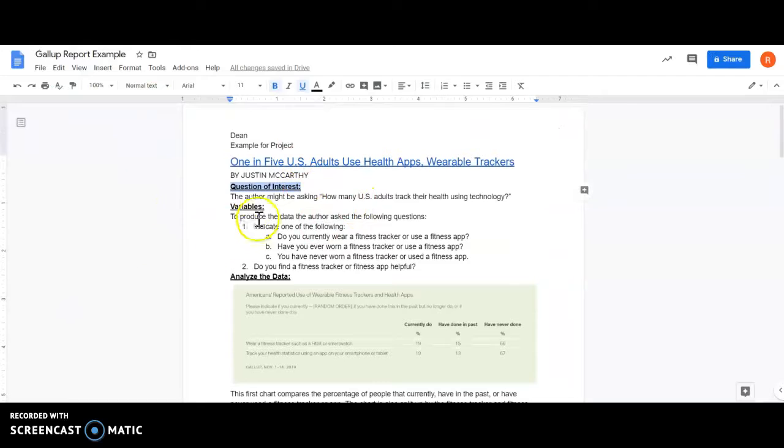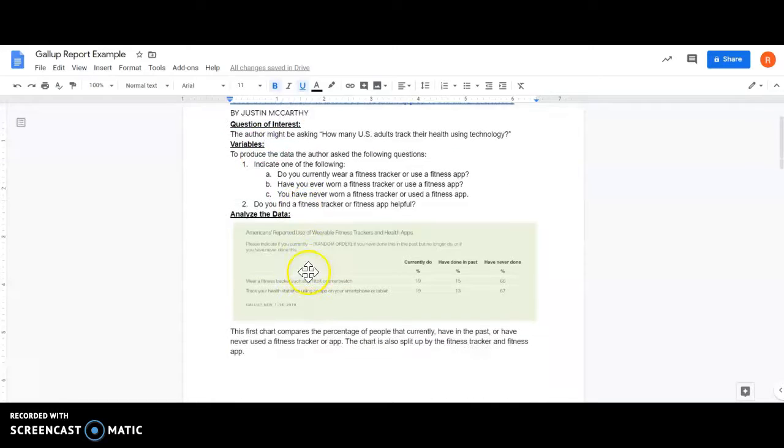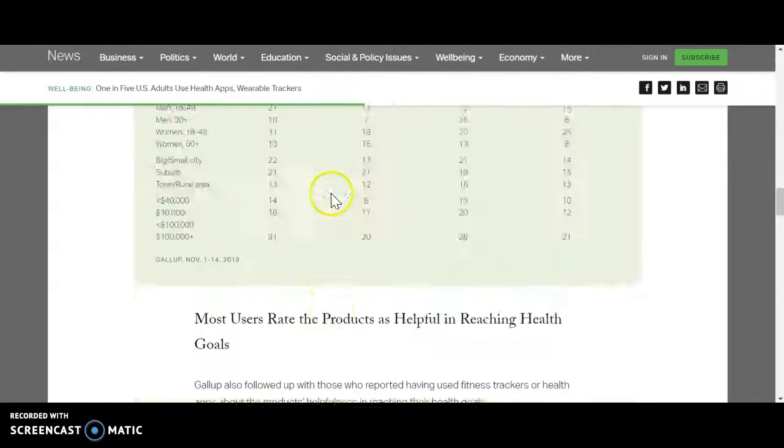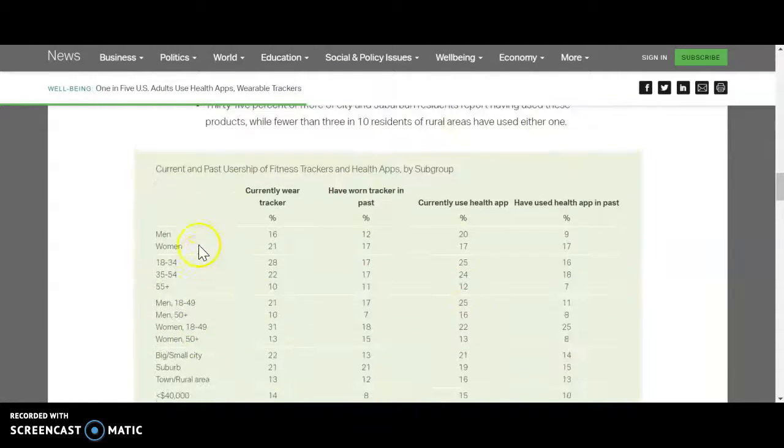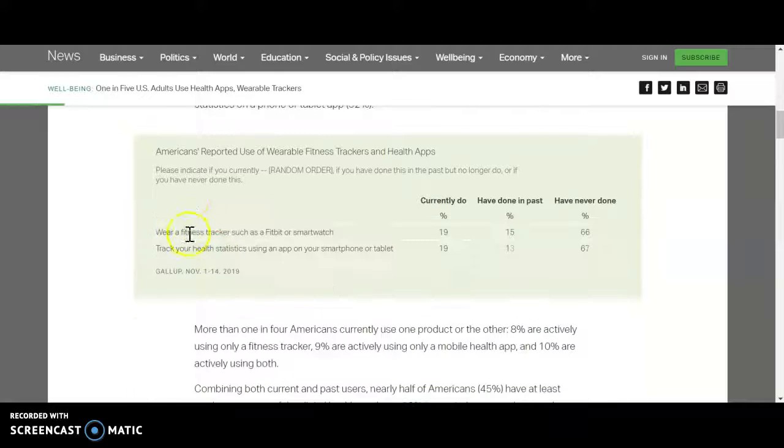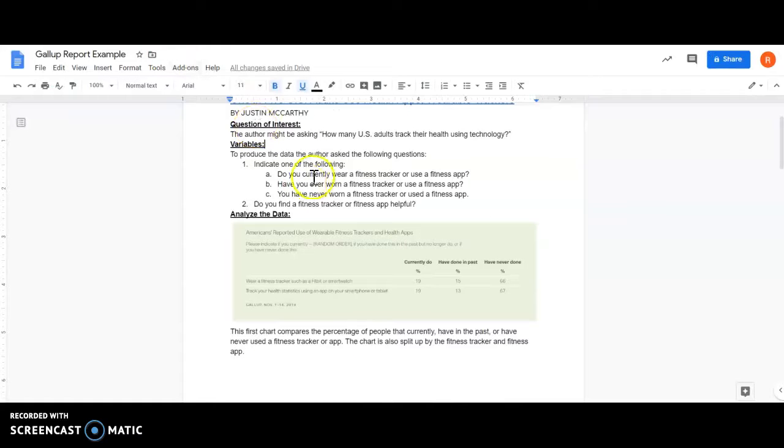And then what variables? So again, the variables are the questions that they're asking to gather the data. And so what's nice about these Gallup reports is in all of these, this is the data. And then if you look at up here, it says, hey, please indicate if you currently, if you have done this in the past but no longer do, or if you have never done this. And that is wear a Fitbit or a smartwatch or a app. And so that's my first variable. And so I just simply wrote that out. Do you currently wear?